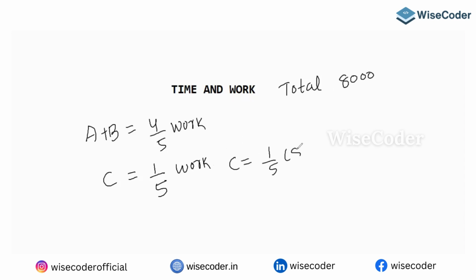So C used to get 1/5 of 8,000. What is 1/5 of 8,000? That will give you 1,600. So the share of C is 1,600. The share of C is what, guys? 1,600.